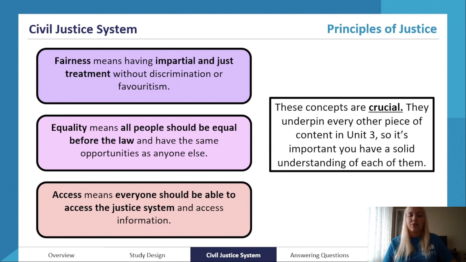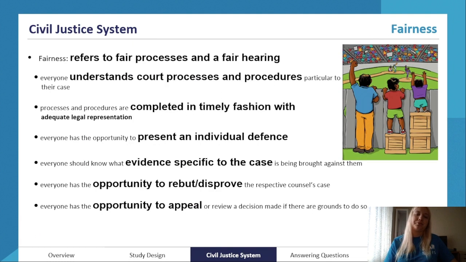Access means that everyone should be able to access the justice system and information. So that means everyone should be able to seek out information about the court system and seek out legal representation, and be able to, as a plaintiff in the civil justice system, initiate and pursue a civil claim. Okay, so we got some examples on the slide of each concept.